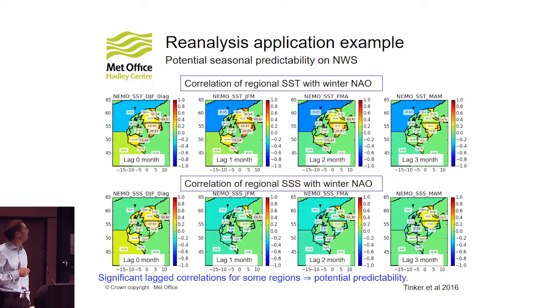And I guess in many ways they're not unexpected, but you see relatively high correlations in the southern North Sea at lags of kind of 1 and 2 months, particularly for SST and to some extent for salinity as well. And with predictability of the NAO, and Drew was talking quite a bit about that earlier, that does give some potentially useful predictability in this system.